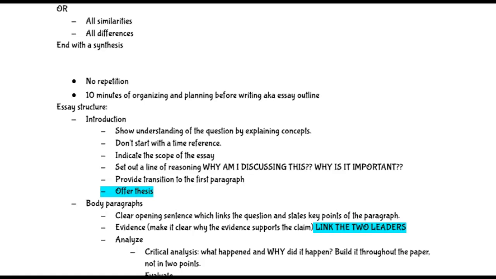Okay, don't just say, in this date, blah, blah, blah. Don't go from there. Indicate the scope of the essay. What are you talking about? You are specifically talking about social division in the authoritarian state of your 2 leaders, for example, Nasser and Hitler.